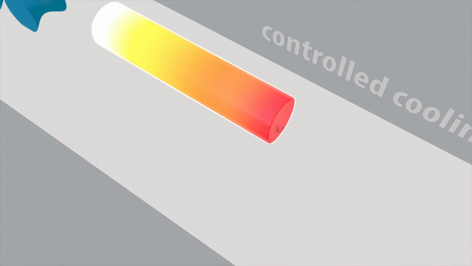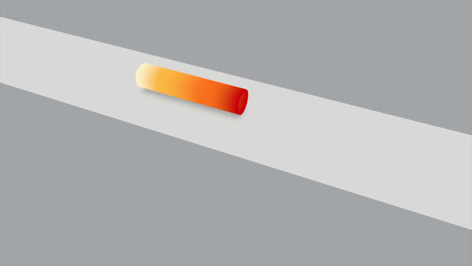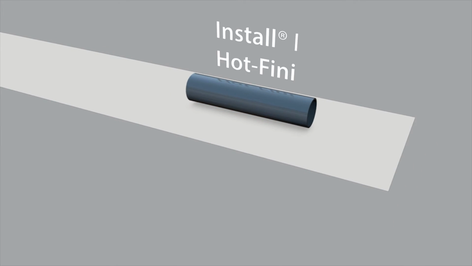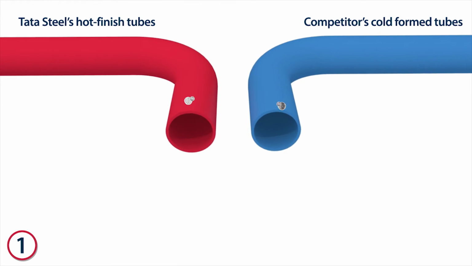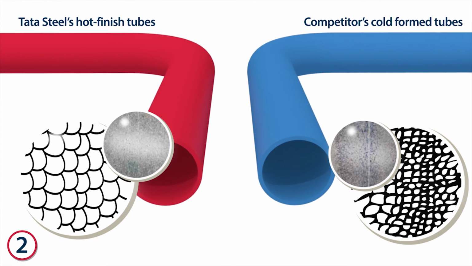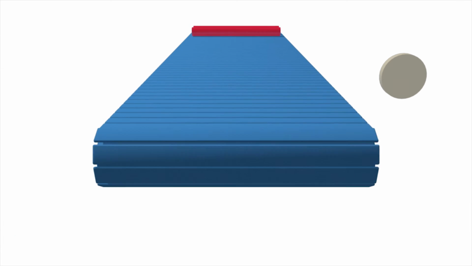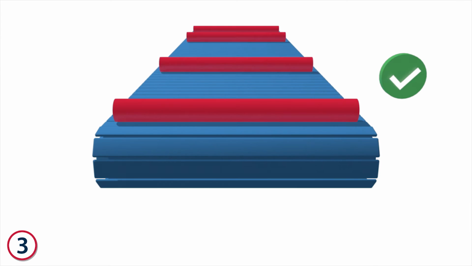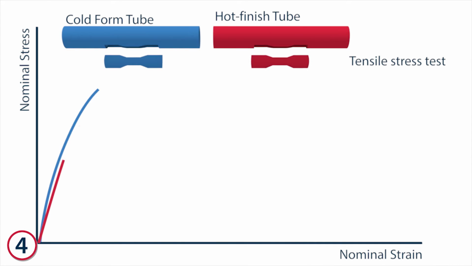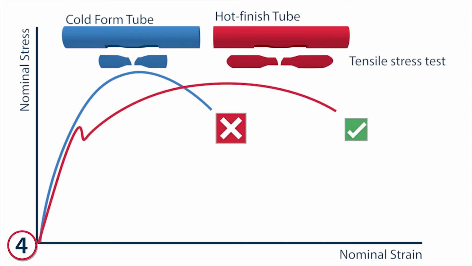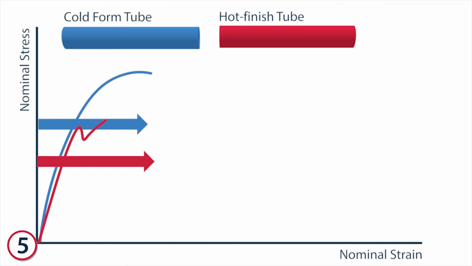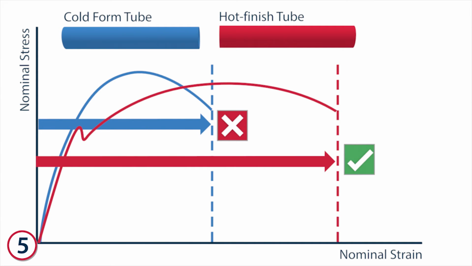This results in a number of significant advantages, as our Install Plus 235 hot finish tubes have: 1. An ordered and consistent microstructure. 2. No internal stress that can promote cracking. 3. Consistent and reliable mechanical properties. 4. Improved structural integrity and ductility. 5. Improved and consistent toughness.